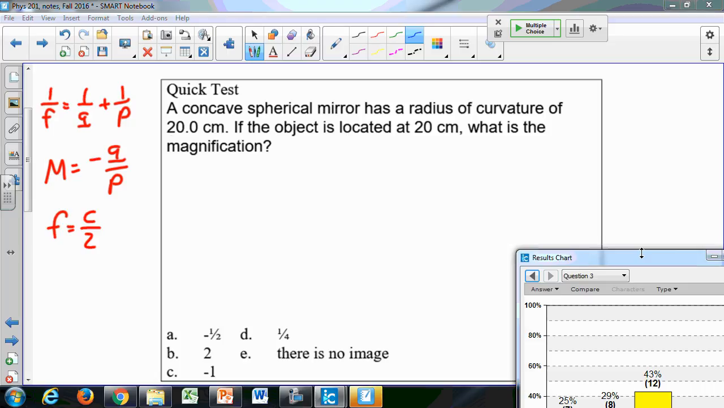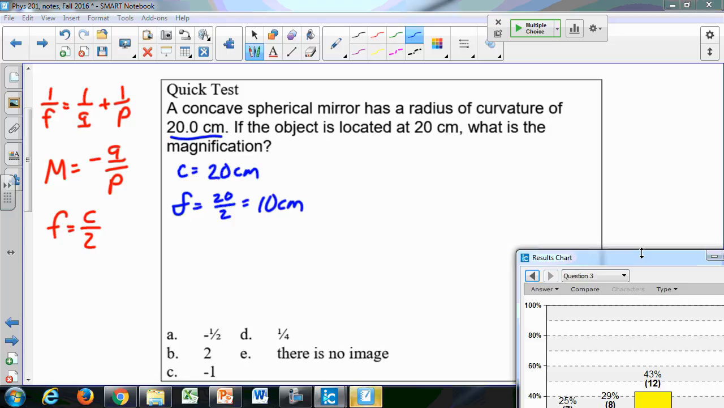First of all, the radius of curvature is 20 centimeters. That means my focal point is going to equal 20 over 2, or 10 centimeters. By the way, I can keep all of my distances here in centimeters. I don't need to convert them to SI units. The units all cancel out in the end anyway.